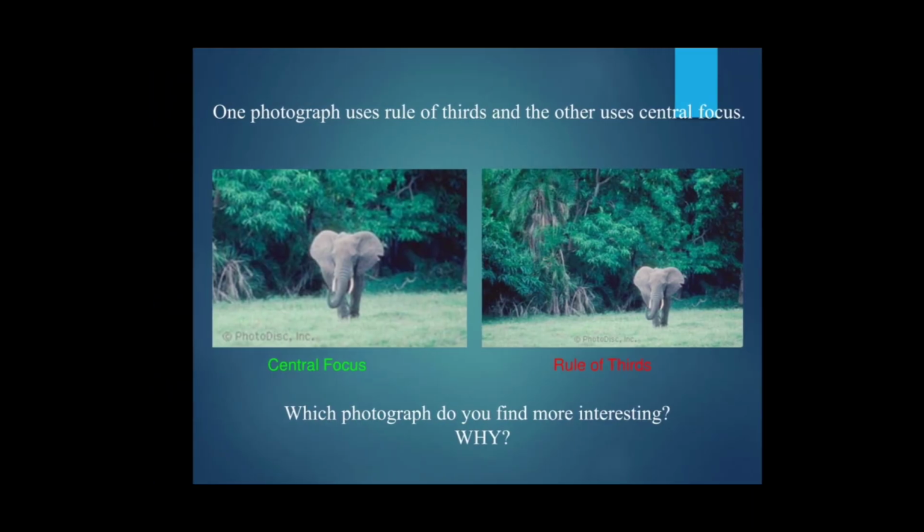One photograph uses the rule of thirds and the other uses center of focus. Left one is an example of center focus, right one is focused with the rule of thirds. Which photograph do you find more interesting and why? Yes, because the left one is fully focused on the subject only, but the right one shows the image in a cinematic and unique way. So we use the rule of thirds most of the time.